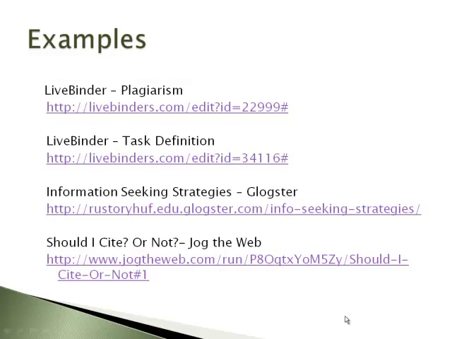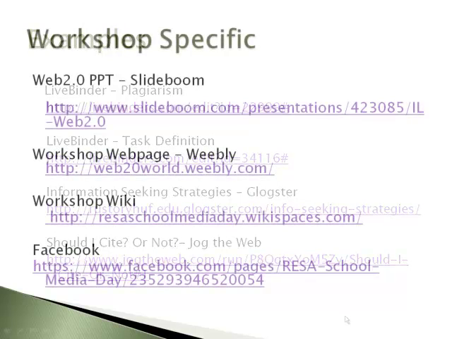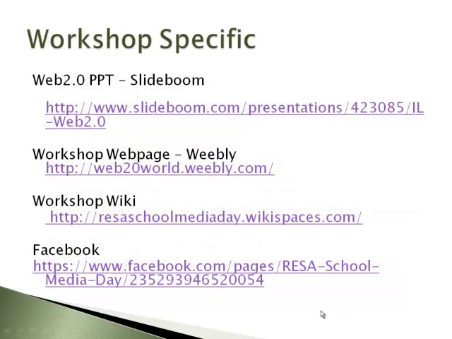I also have some workshop-specific web pages that I have built. The Web 2.0 slide boomlet you see, this is a link for an extended version of the PowerPoint that you are listening to right now. We have the web page where you found today's presentation, and we even have a wiki. Please, if you get a chance, go to the wiki and add to it. We are always looking for Web 2.0 ideas to share with others.